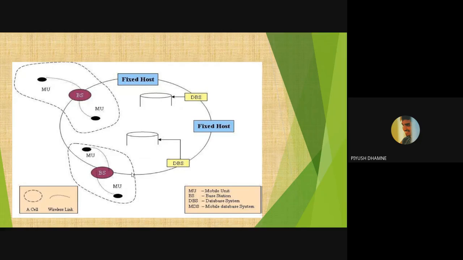Here is the example. When a mobile unit leaves a cell serviced by a particular base station, that station transfers the responsibility for the mobile unit's transaction and data support to whichever base station covers the mobile unit's new location. Here is a fixed host, DBS, that is the database, MU means mobile unit, BS is base station. Here is an example of it.